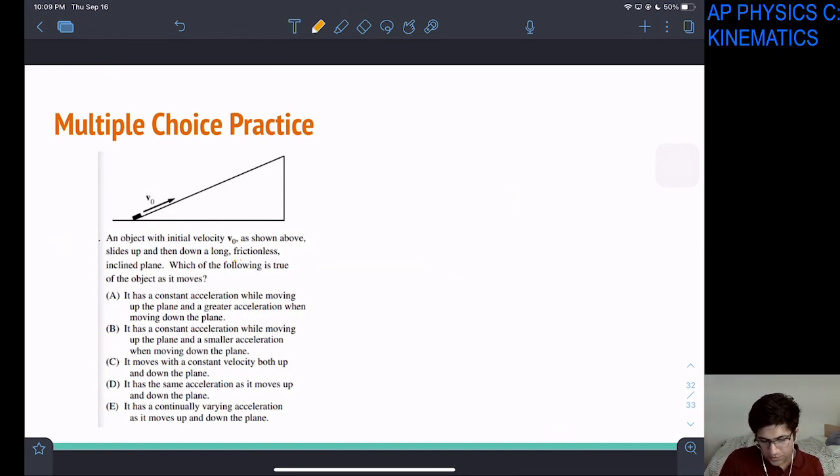So basically, the answer choices are saying that it has a constant acceleration while moving up the plane and a greater one when moving down the plane. Constant acceleration while moving up, smaller. Constant both, the same acceleration as it moves up and down the plane, or continually varying acceleration as it moves up and down the plane.